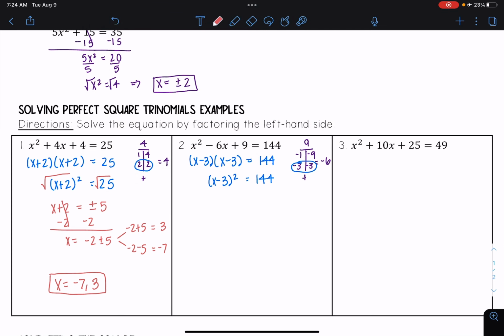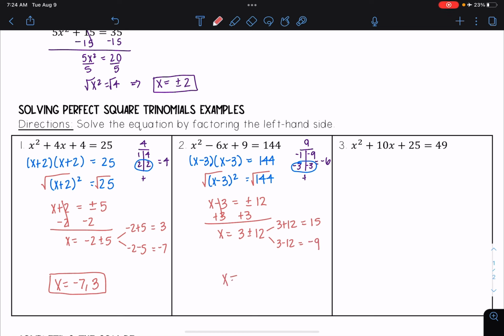And now to get rid of that square, I can go ahead and take the square root of both sides. And so I have x minus 3 is equal to plus or minus square root of 144, which is 12. To get x by itself, I can add 3 to both sides. So I get that x is equal to 3 plus or minus 12. So that means I have 3 plus 12 or 3 minus 12. Well, 3 plus 12, I get 15. 3 minus 12, I get negative 9. And so my two answers are x equals negative 9 and 15.